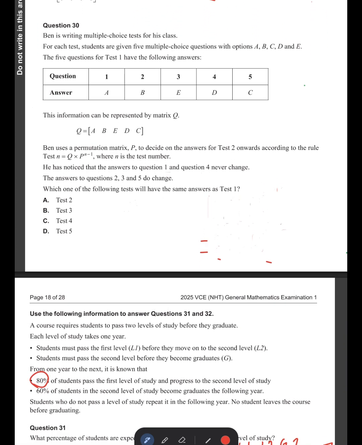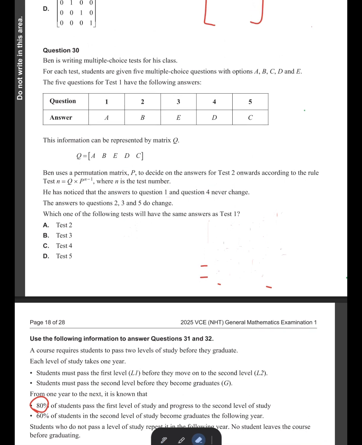Okay, so Ben is writing a multiple choice test for his class. For each test, he has 5 multiple choice questions. Test 1 has the following answers. We're doing a permutation matrix to decide test 2 onwards according to the rule. Okay, so what this is showing us is that he noticed that the answers in 1 and 4 never change, which means they must be on the diagonal.